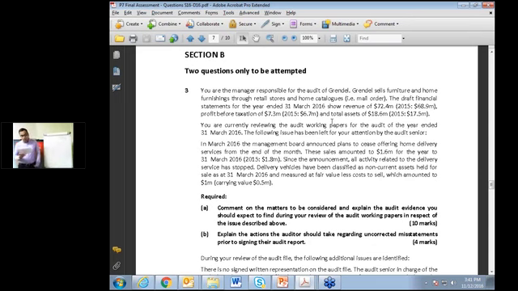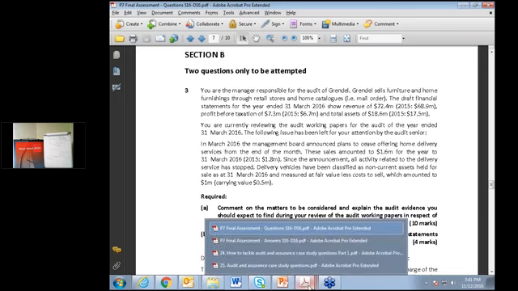So, delivery vehicles have been classified as non-current assets held for sale at 31st March and measured at fair value less costs to sell, valued at $1 million. The first thing you want to talk about is what this issue is about, the key areas, the key standard requirements that are triggered by this issue, and of course the materiality of this issue, so that you come up with a description of how significant this issue is. And as you can see in the answer, I would also want to open this up, so let's have a look at the answer here as well on question number 3.